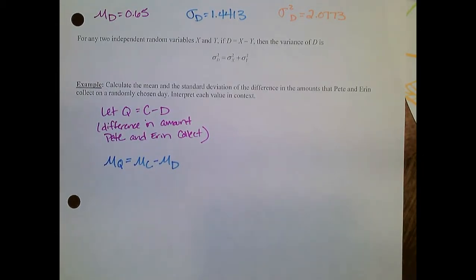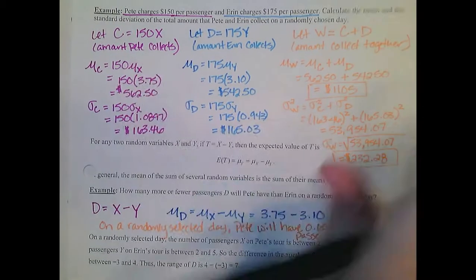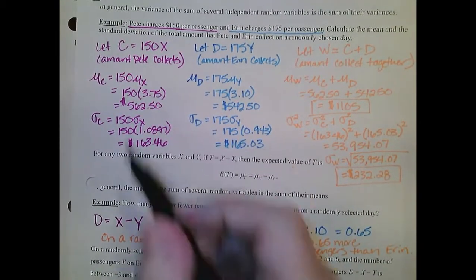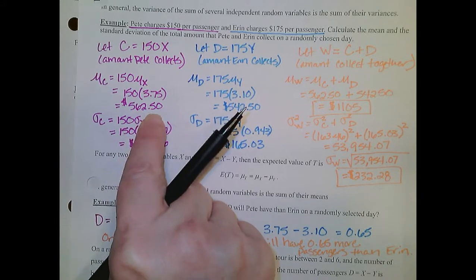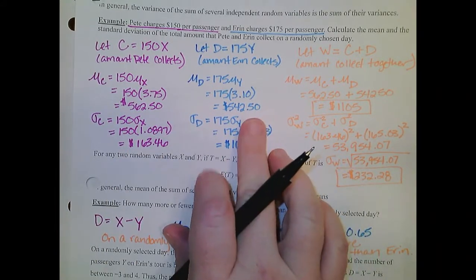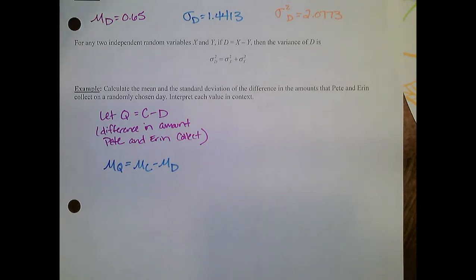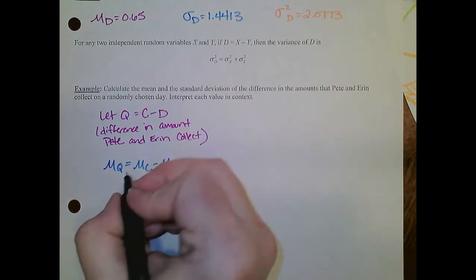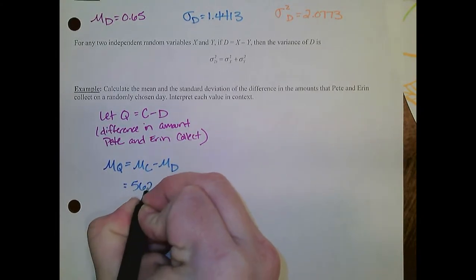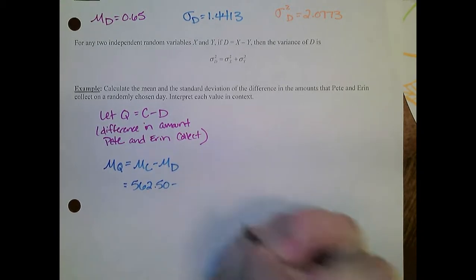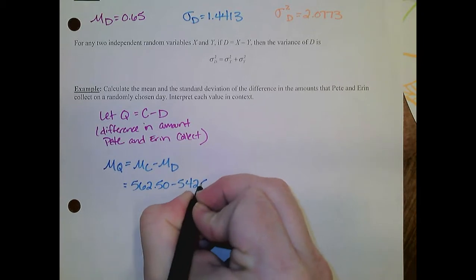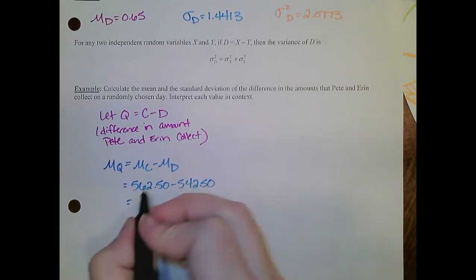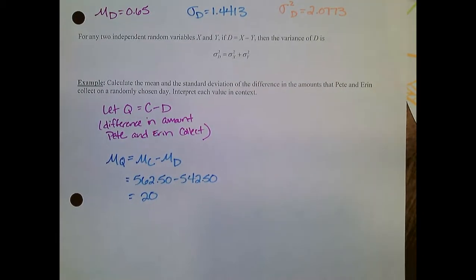Yesterday, we calculated the mean and the standard deviations for C and D. The mean of C was 562.50. Mean for D was 542.50. So the mean for Q is the mean of C, 562.50, minus the mean of D, 542.50, which gives us a difference of 20.